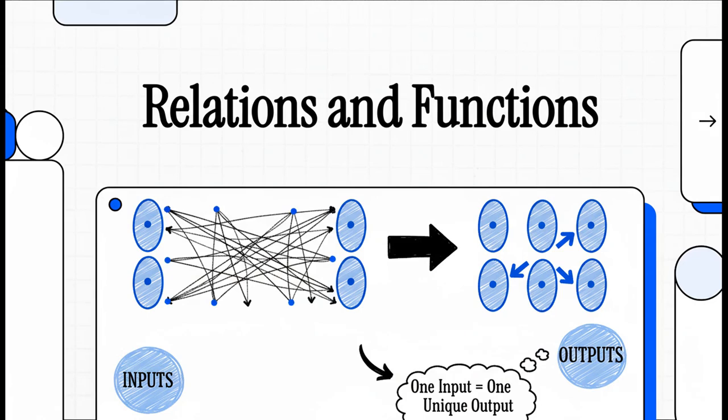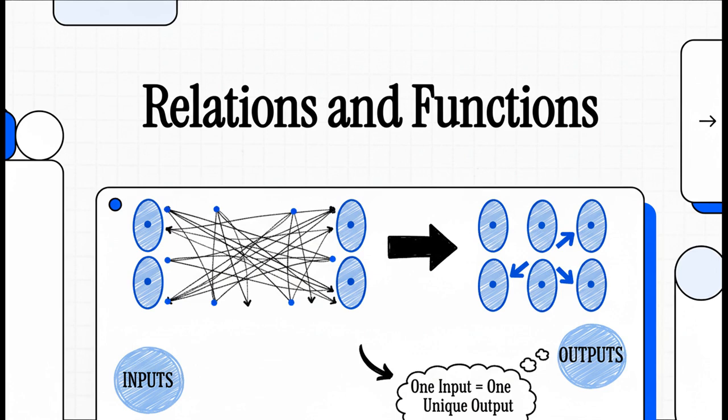All right, let's dive in. Today we're pulling back the curtain on the secret rules that connect, well, pretty much everything. We're talking about relations and functions. It's going to be a wild ride, starting with total chaos and ending up with perfect, beautiful predictability.